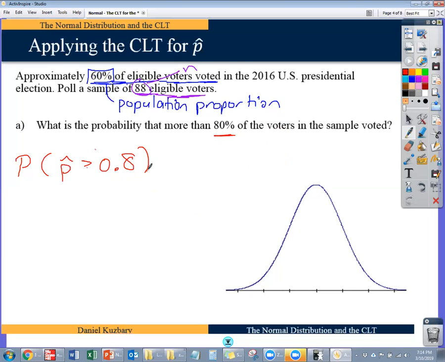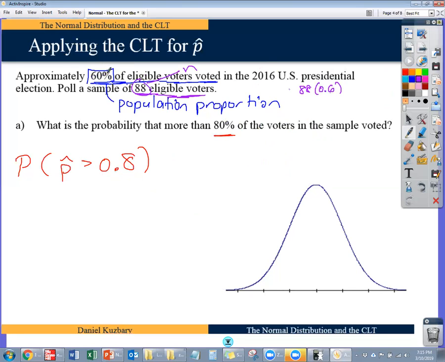Before I can do anything, I need to know that I can use the central limit theorem. In other words, just like with the sample mean, I need to know the population was normal or that n was greater than or equal to 30. To do that, I need to check that n times p is greater than 10, and n times 1 minus p is also greater than 10. So I got n times p, which is 0.6.